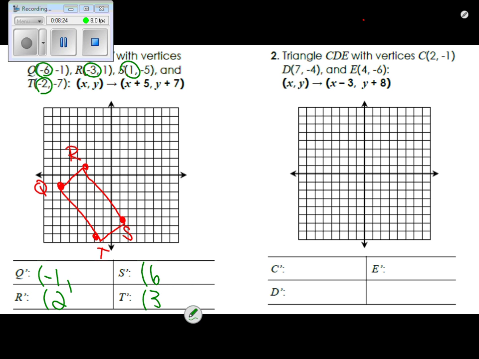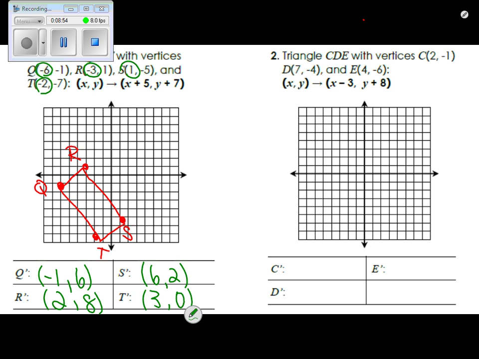Okay, then for my y's, what am I going to do to every y? Add 7. So -1 + 7 is 6. 1 + 7 is 8. -5 + 7 is 2. And -7 + 7 is 0. So those are the coordinates of my new figure. Okay. So if you have coordinates, that's all you got to do. I think you guys kind of figured that out through the investigation.